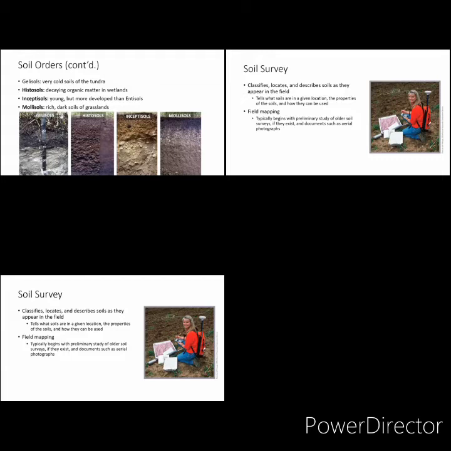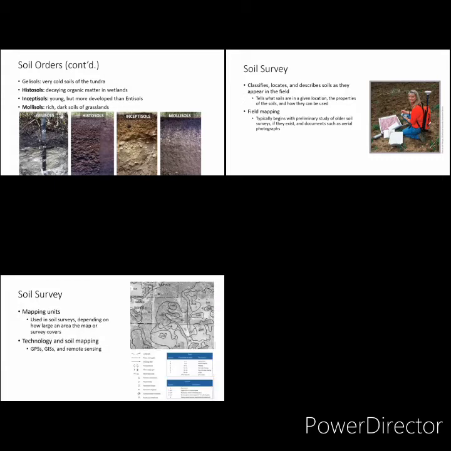Most of the actual surveying is done by NRCS soil scientists. Mapping a soil typically begins with a preliminary study of older soil surveys, if they exist, and documents such as aerial photographs. The survey then moves out into the field. This soil scientist, conducting a soil survey in Virginia, observes surface features, probes the soil, and records field observations on a small handheld computer for geographic processing. Notice the GPS unit on her back.